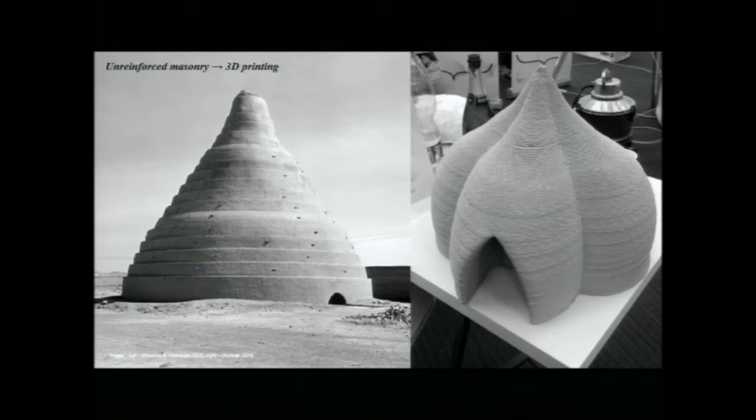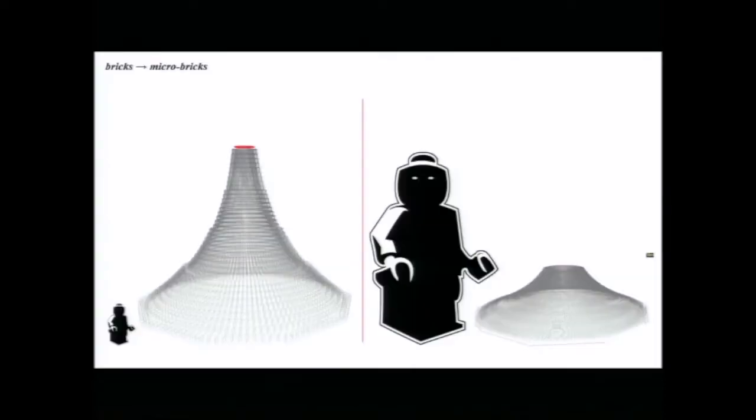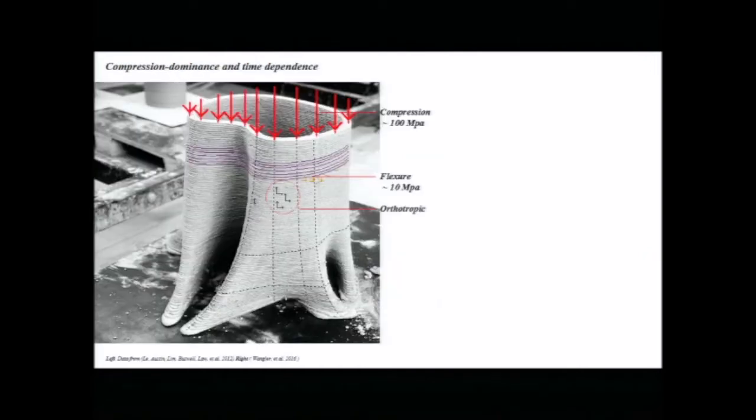So the main insight that we are using in addressing these design-oriented objectives is to apply methods of design and analysis from unreinforced masonry to the design and analysis of geometries of 3D printing. In other words, to scale down and adapt the bricks of masonry to virtual micro blocks in 3D printing. And this guiding analogy is well suited for the dominant material properties of printed concrete.